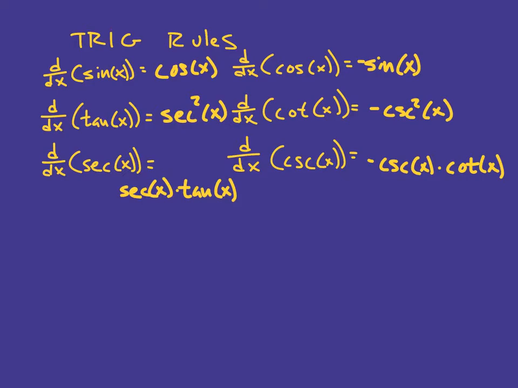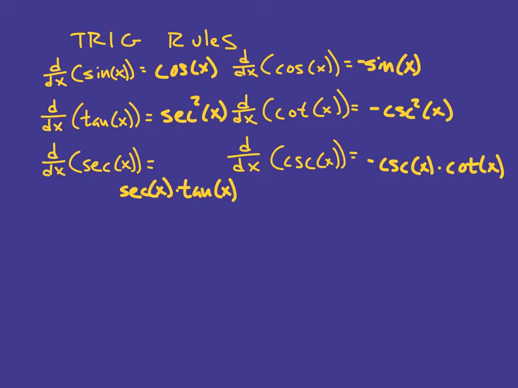Now when I do these, the only things that I remember are sine, tangent, and secant. And so when I do the derivative of sine, that one's pretty easy. It's the opposite. It's cosine. The derivative of tangent is secant squared x. The derivative of secant involves secant x times tangent x.